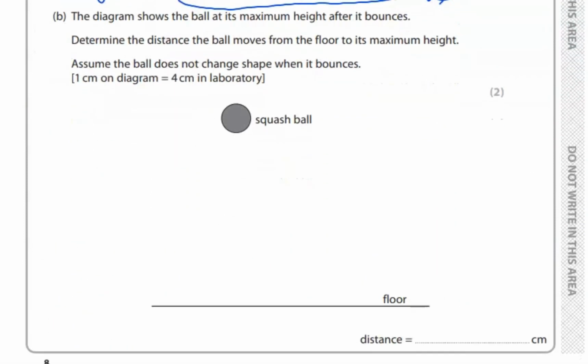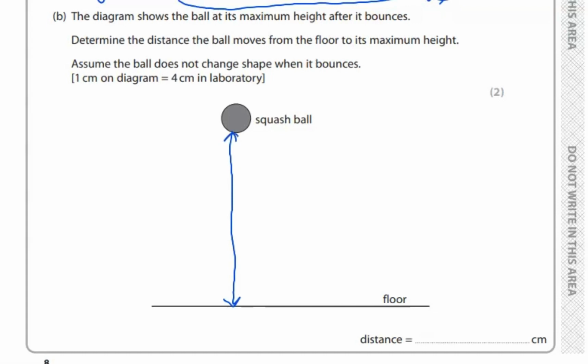Part B. The diagram shows a ball at its maximum height after it bounces. Determine the distance the ball moves from the floor to its maximum height. Assume the ball doesn't change shape when it's bounced. 1 centimeter on diagram, 4 centimeter in laboratory. Okay, so you just have to take the ruler and measure the height from here to here. So let me just do that with the help of a ruler.